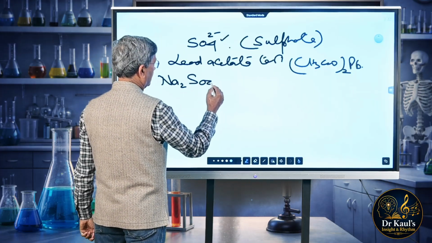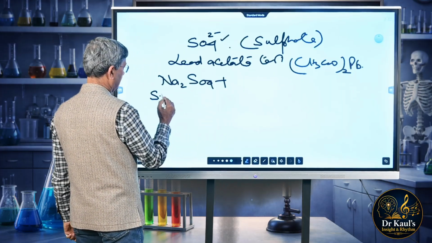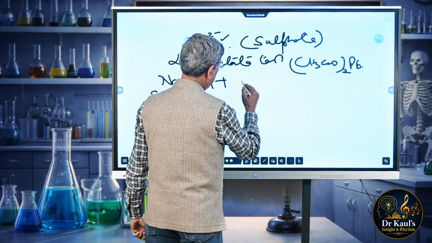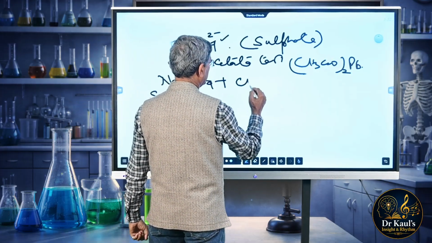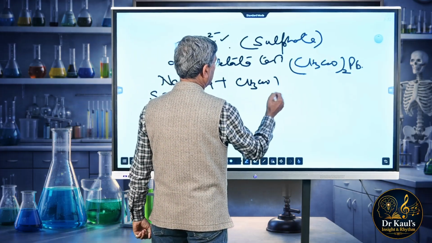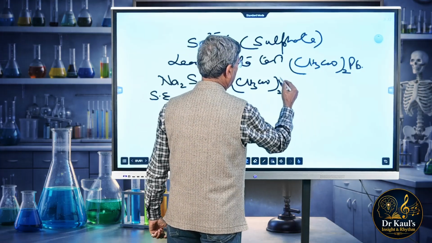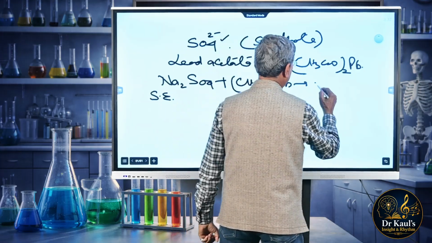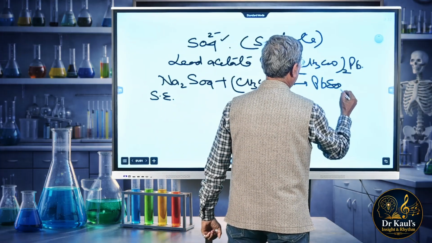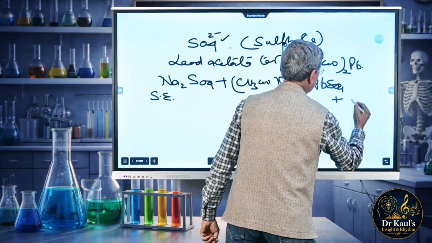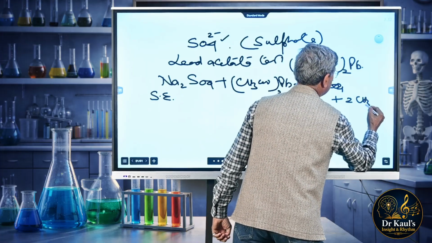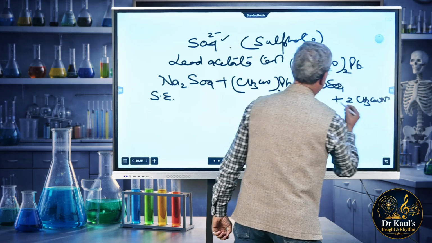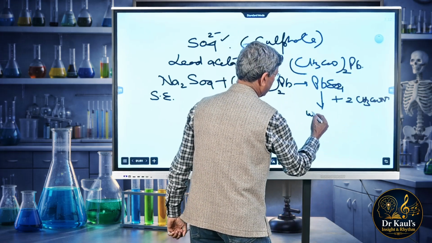We have got, say, sodium sulfate. This was in soda extract. Then we add to it lead acetate. We get the formation of lead sulfate, plus of course 2 molecules of CH3COONa, and again this lead sulfate is a white precipitate.